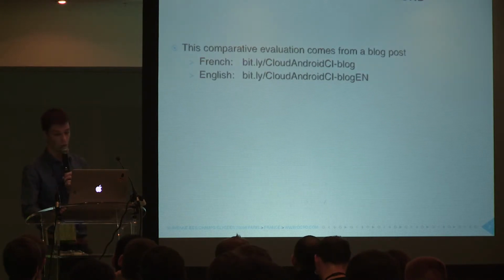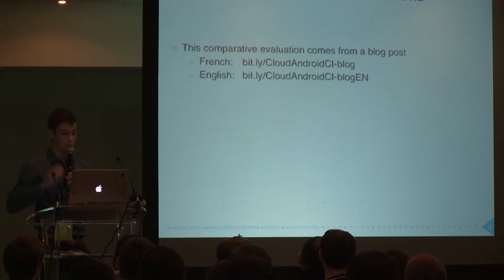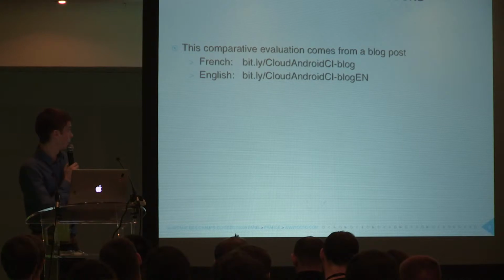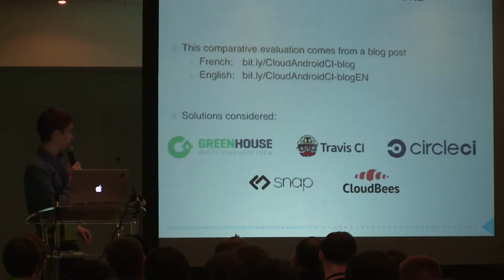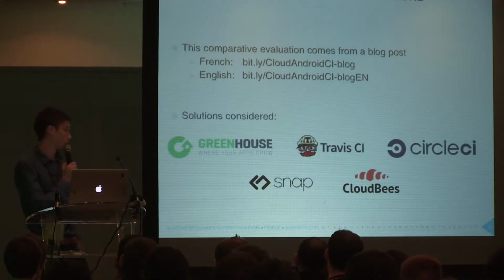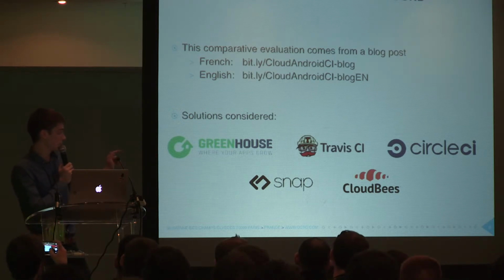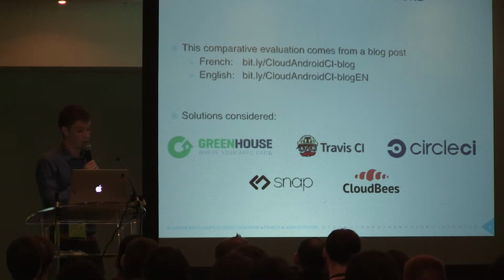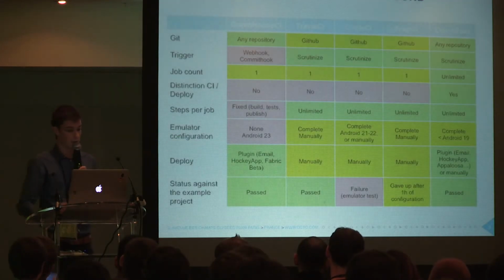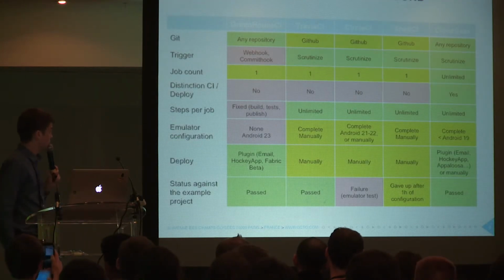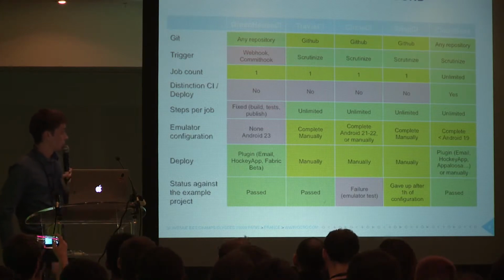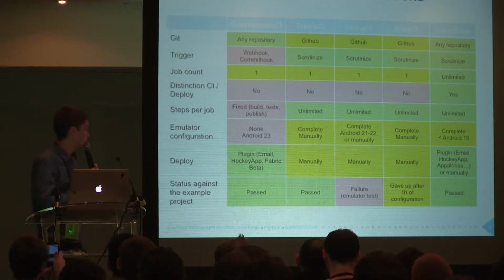So I'm going to show you in a few slides a comparative evaluation of the solutions I've seen. You will find more details on the blog post that I wrote in French and in English. And these are the solutions that I considered, that I found on Google. So we have Greenhouse CI, Travis CI, Circle CI, Snap CI, and CloudBees. And this is the result, actually.